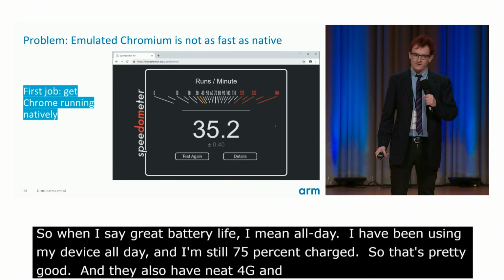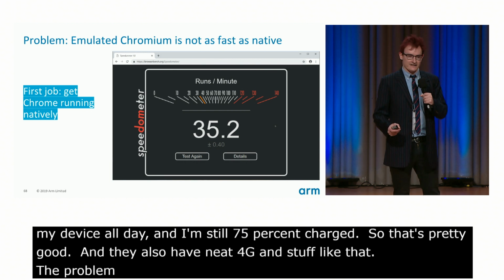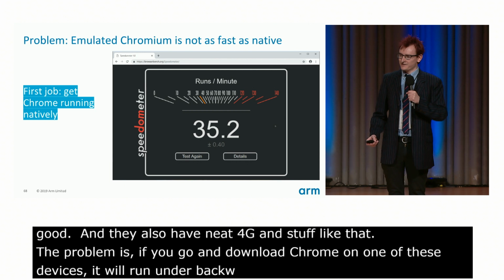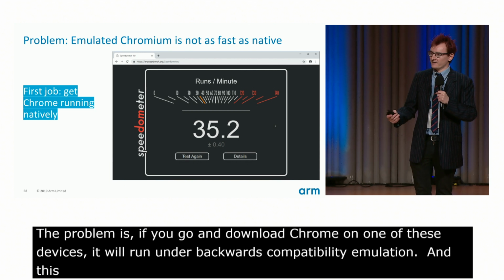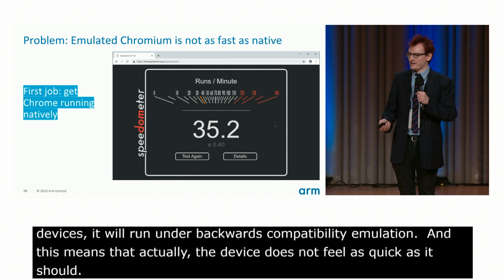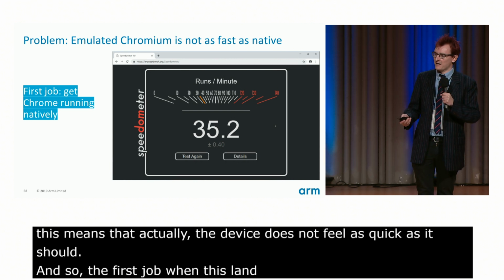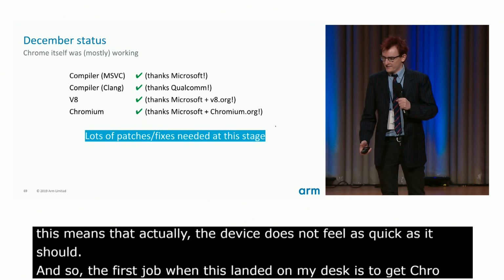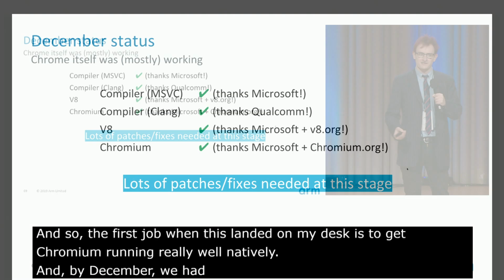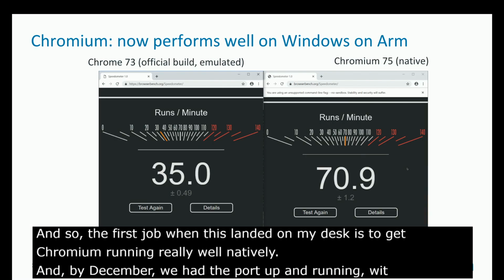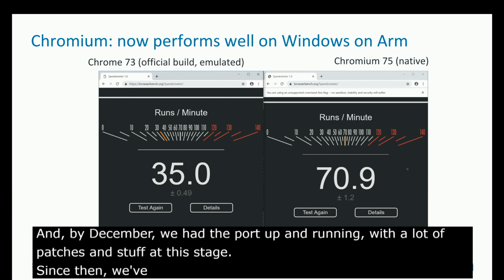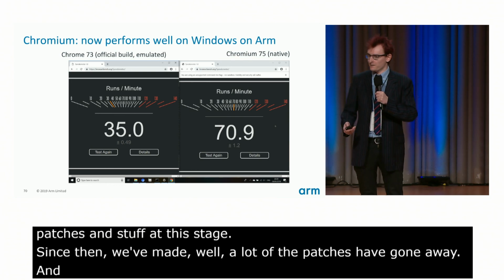The problem is that if you go and download Chrome on one of these devices today, it will run under backwards compatibility emulation. And this means that actually the device doesn't feel as quick as it should. So our first job when this landed on my desk was to get Chromium running really well natively. And by December, we mostly had the port up and running with a lot of patches at this stage. Since then, a lot of the patches have gone away, and we're now actually performing really well on Windows and ARM.